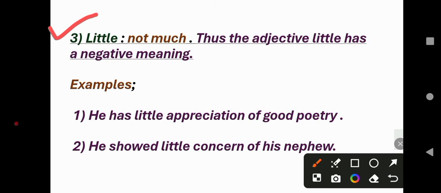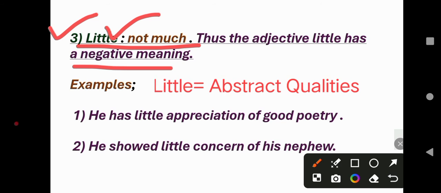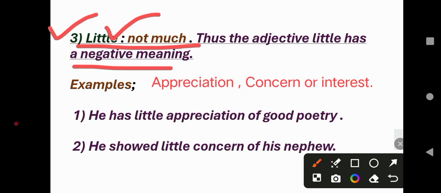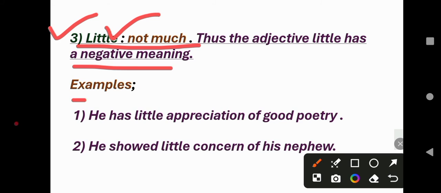And the third point is little, not much. In some cases, little has negative meaning, implying not much or not enough. This is often the case when little is used to describe abstract qualities like appreciation, concern, or interest. So let's look at the example.